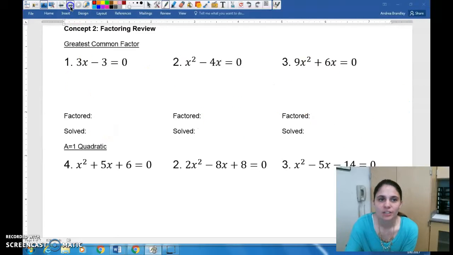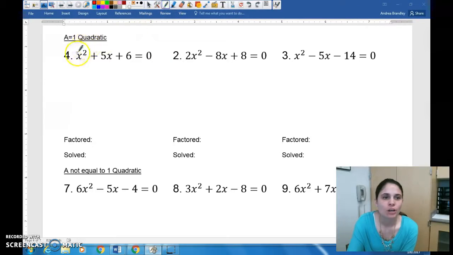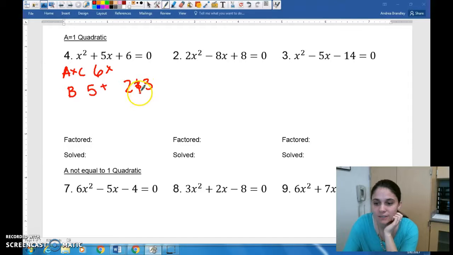The second type of factoring is when we're given a quadratic where a is equal to 1. And what I mean by a is equal to 1 is there's no number in front of this x squared. So if I start by looking at this one, what we did when we prepped to factor is we would find our a times c. So that would be 1 times 6 is 6, and our b is 5. So I need two numbers that multiply to 6 and add to 5. So 1 and 6 doesn't work. 2 and 3, that does work, because 2 times 3 is 6 and 2 plus 3 is 5.